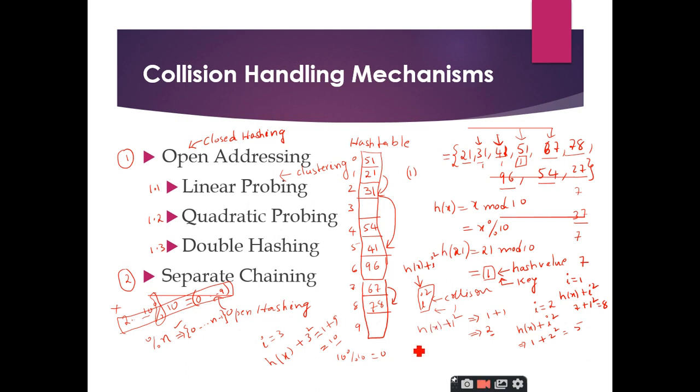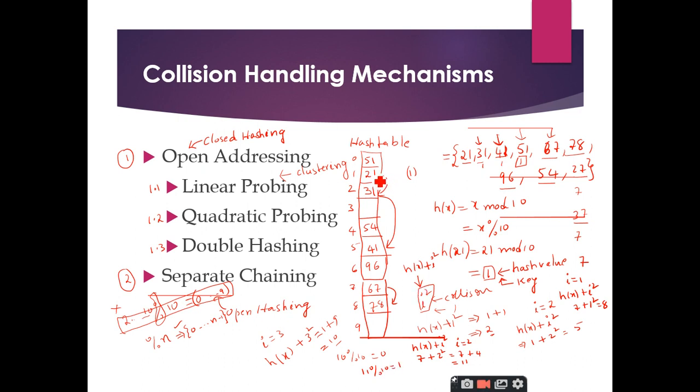Therefore I should use the formula h of x plus i square again. Now my i is equal to 2. Therefore this becomes 7 plus 2 square, that is equal to 7 plus 4. What is 7 plus 4? 11, sir. But it is going out of range of this index. So I should apply the formula 11 modulo 10. It is equal to 1.